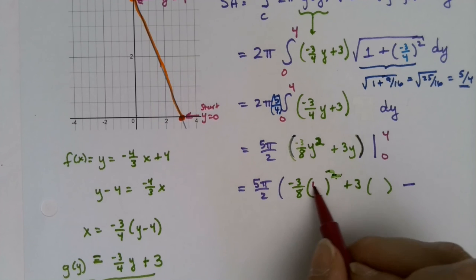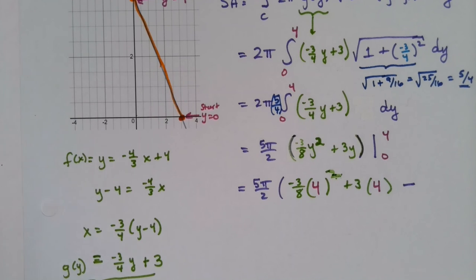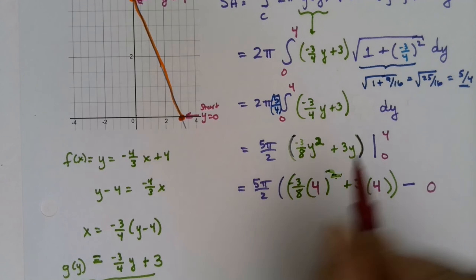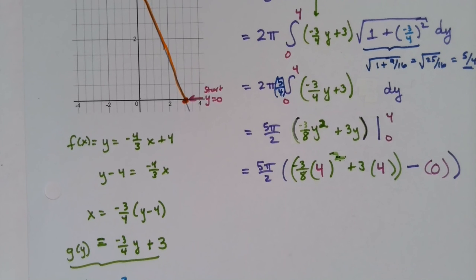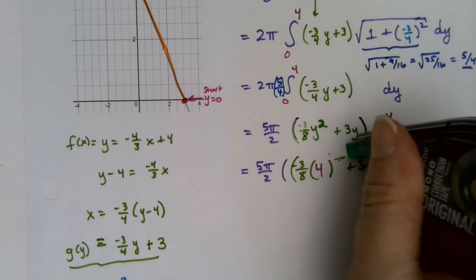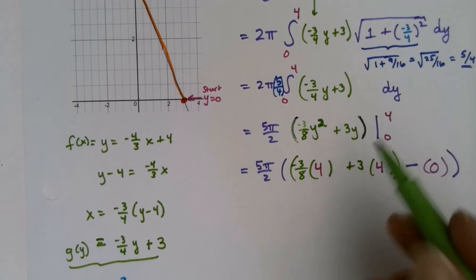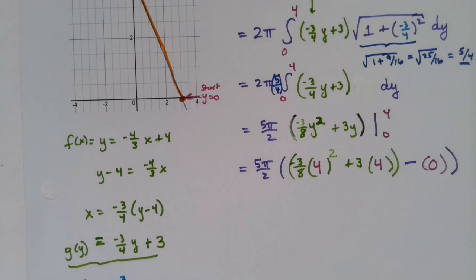So I'm going to put 4 in here, 4 in here, find these values, and then minus, and then when I put 0 in the back end, it's just going to all be 0, so I don't need to worry about that. I'm still not happy with that. I'm sorry, it got super strange. So let's see if I can make it. There we go. That's better.